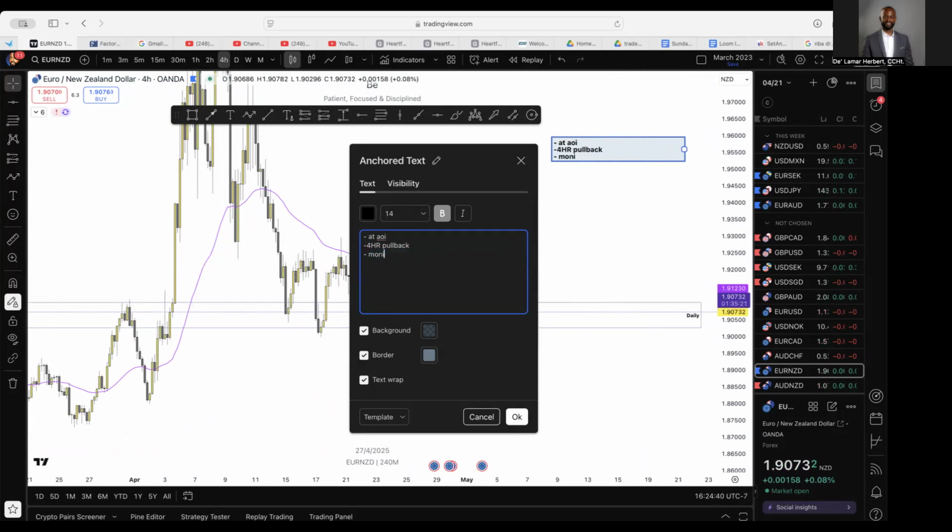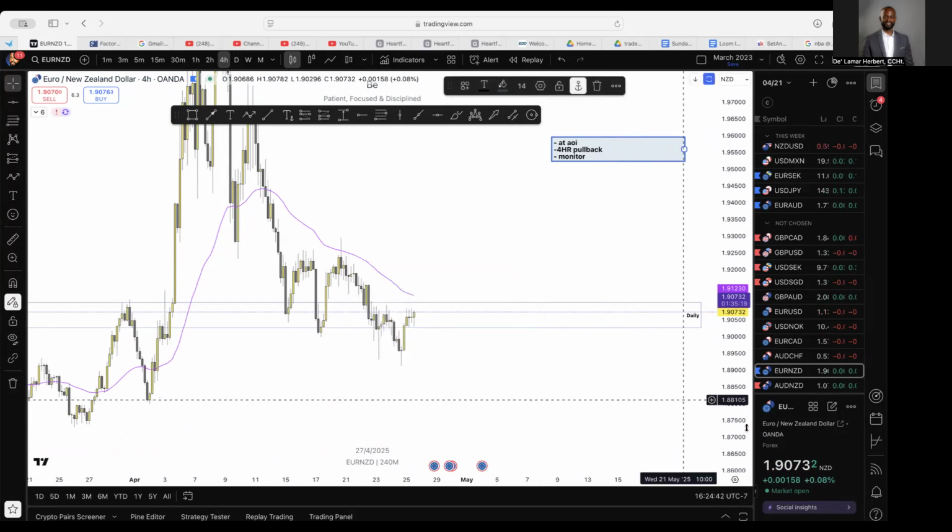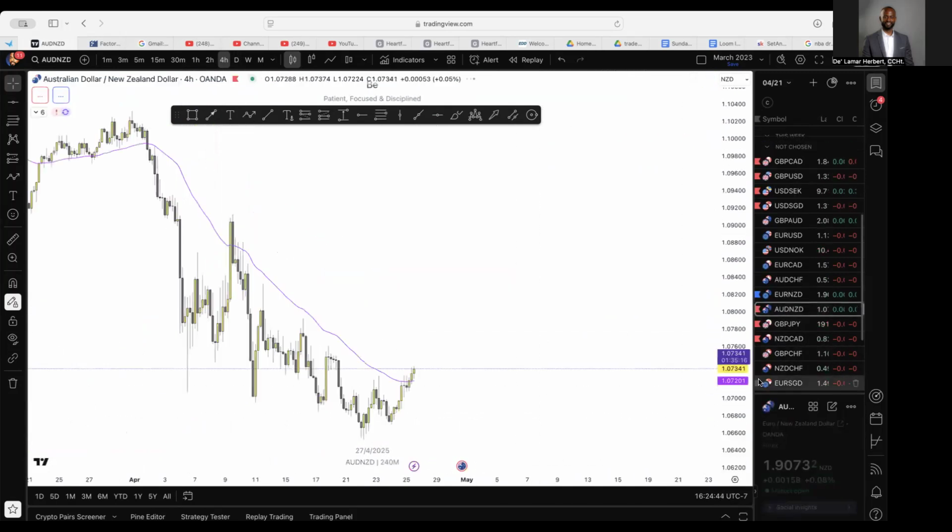4 hour pullback. All right. So we'll wait for that. Let's turn that blue.